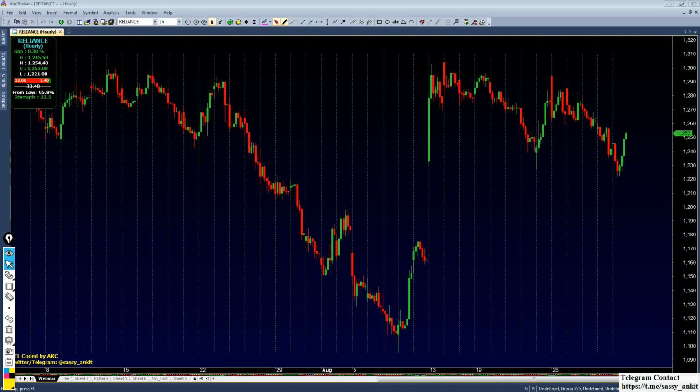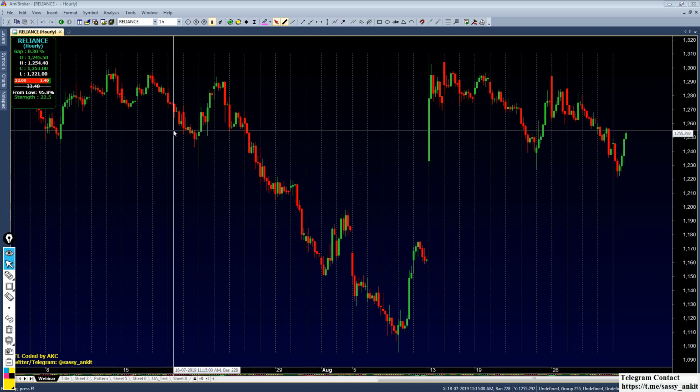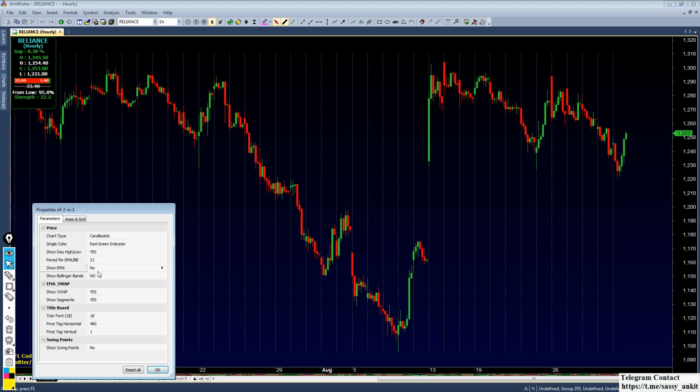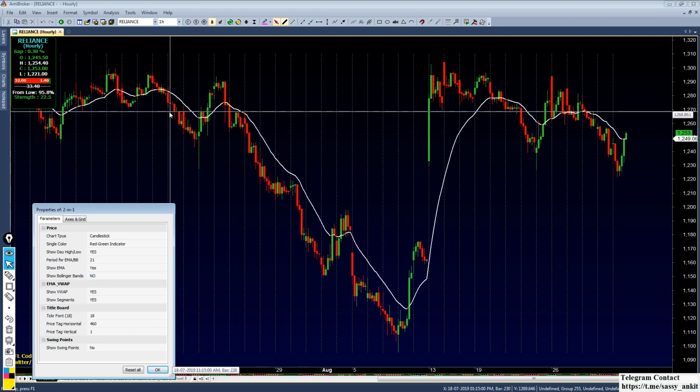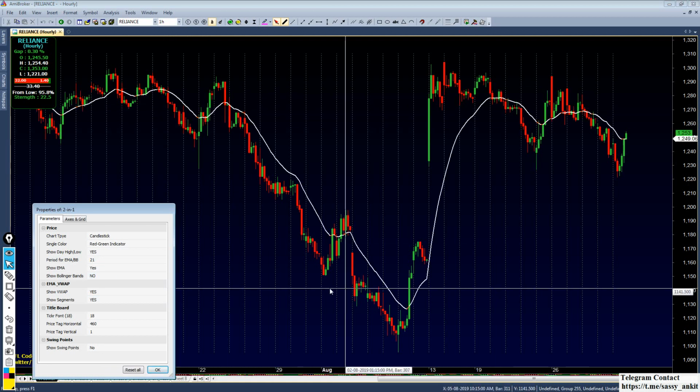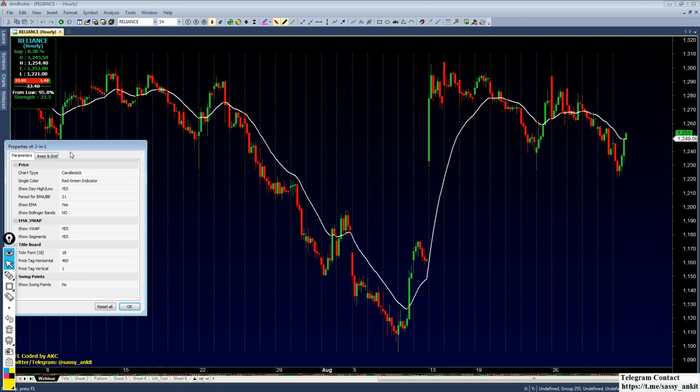Here we will be using exponential moving averages, that is EMA. So let me draw an EMA like this. I have an EMA drawn here. Now the question comes, what should be the period of EMA?